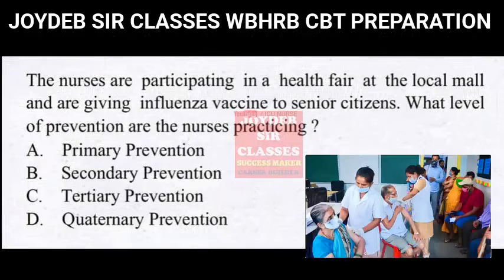The nurses are participating in a health fair at the local mall and are giving influenza vaccine to senior citizens. What level of prevention are the nurses practicing? A. Primary prevention. B. Secondary prevention. C. Tertiary prevention. D. Quaternary prevention. And the correct answer is A.